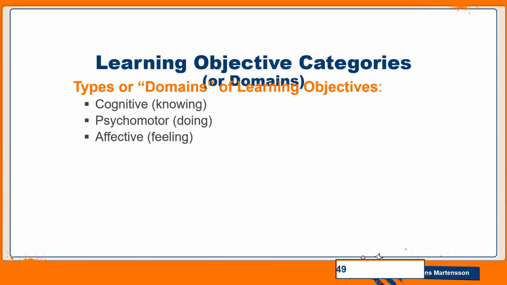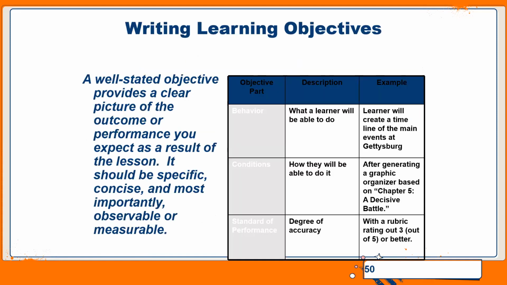I have put up writing learning objectives, and for just your information, we have types of domains: the cognitive, that is the knowing; the psychomotor, which is the doing; the affective, which is the feeling. And there is a fourth one, but it's not here. That's the metacognitive. So writing learning objectives, as I've said previously, this is just a table to show you how you'll be able to construct your learning objectives.